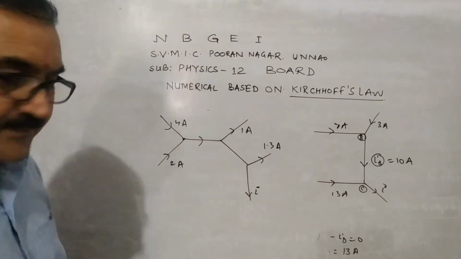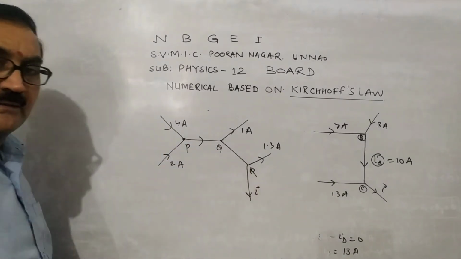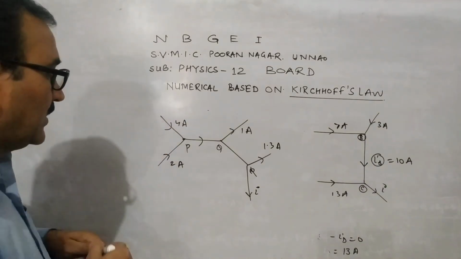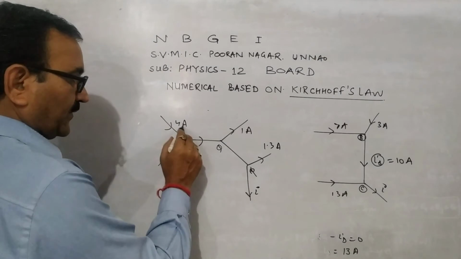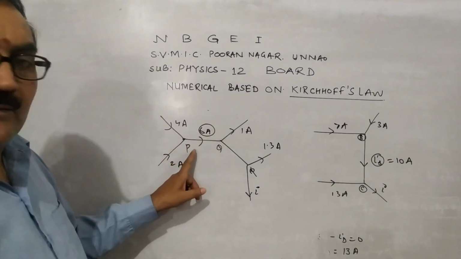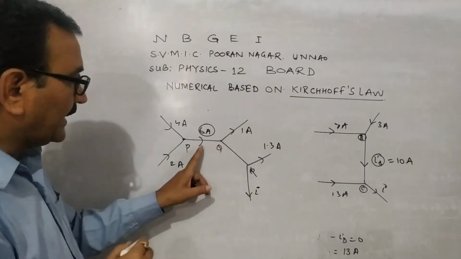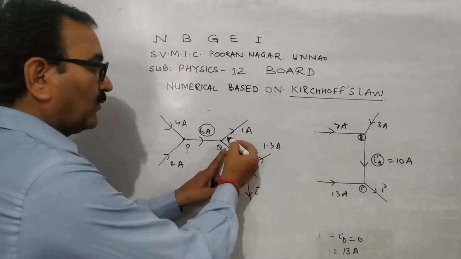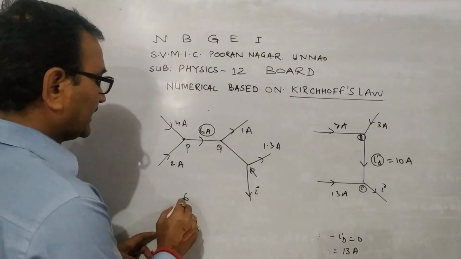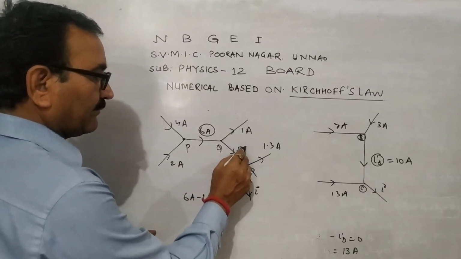So very easily, this is a junction point, this is a junction point, and this is also a junction point. At this point 4 ampere, 2 ampere current, that is incoming. So outgoing will be how much? 4 plus 2, that is 6 ampere. So 6 ampere current is meeting at the junction point Q. And here this 6 ampere is incoming and 1 ampere is outgoing, that means 6 ampere minus 1 ampere, this is 5 ampere.